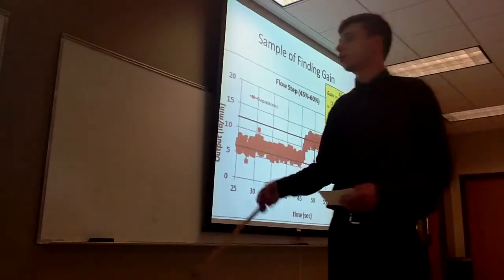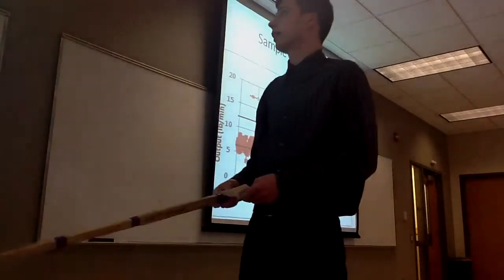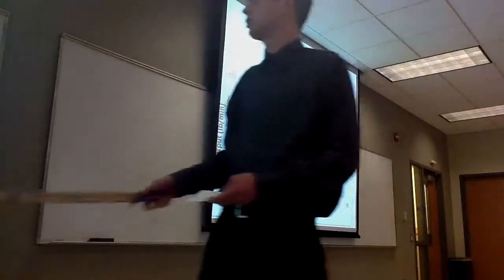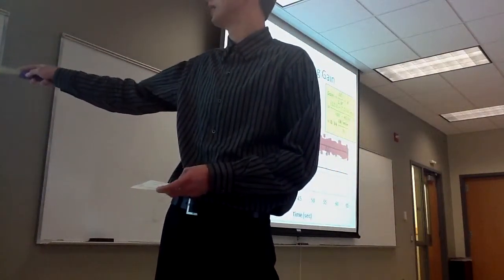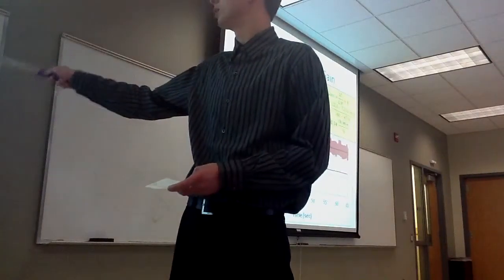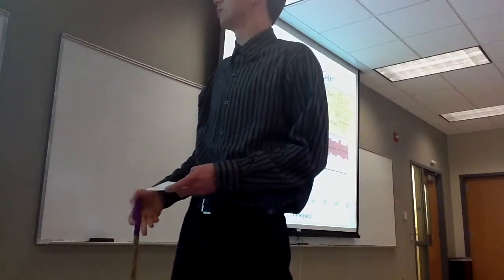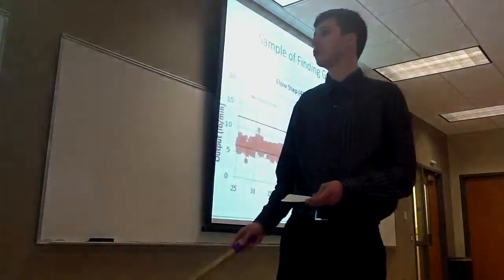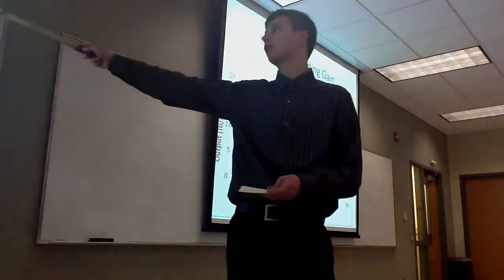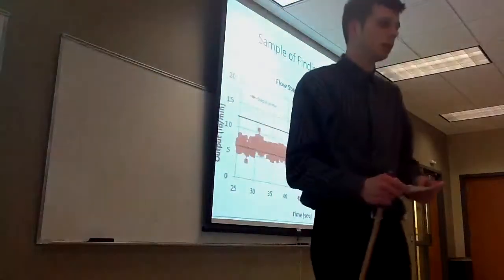The way the gain was found, the gain is delta C over delta M. The change in the output, which was 12.3 minus 7.2, was divided by the change of the input, which was 60% minus 45%. The resulting gain for this particular system was 0.34 pounds per minute per percent.